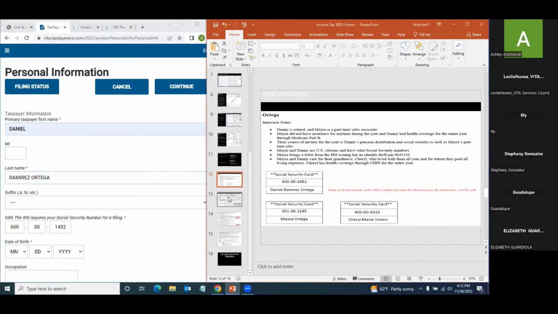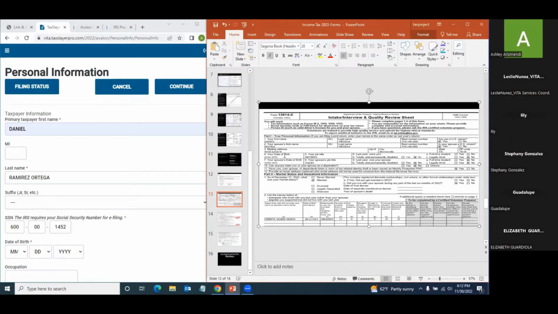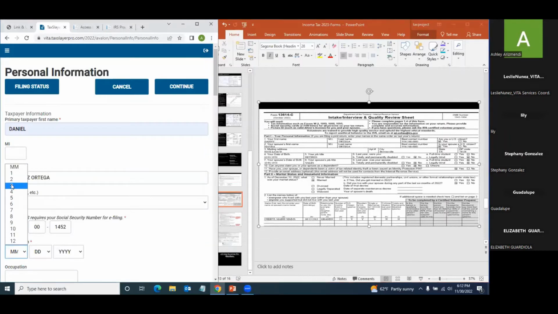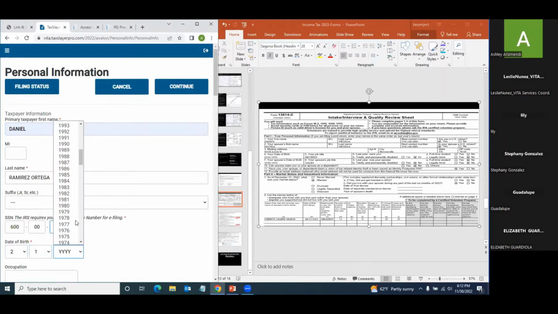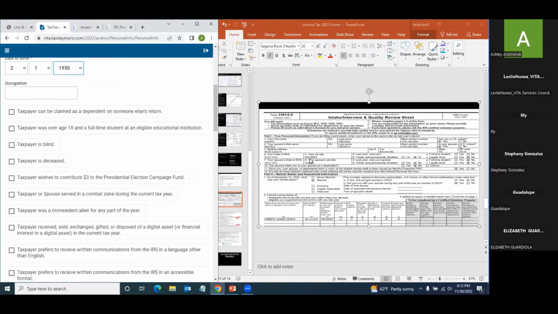And then we go back to the form. Here, as you can see, it says the date of birth of the client is 2/1/1950. That's where we're going to put it right here. 2/1/1950. Now their occupation, he is what? Retired. We're going to write retired on here.